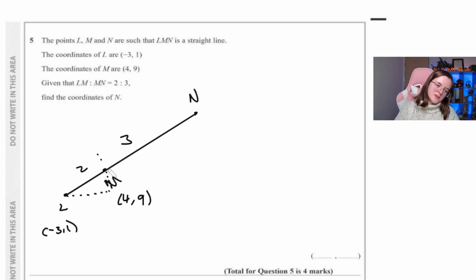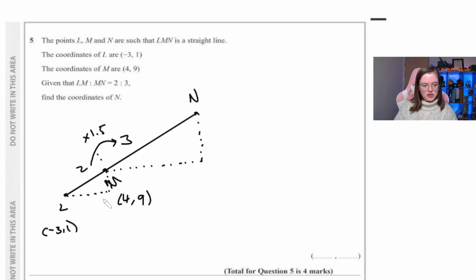That's what's striking out to me, because we kind of have two rectangles, right? Like that to that. And this rectangle is going to be kind of 1.5 times smaller than this one because of the ratio 2 to 3. That to that is times by 1.5. So this triangle, this length and this length, will be 1.5 times smaller than this triangle, this length and this length, right? Let's figure out what these lengths are.